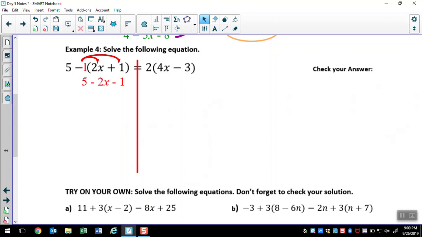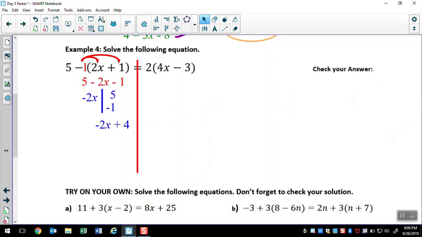All right, to finish simplifying this side, I need to combine my like terms. So I'm going to just regroup. Remember, the signs follow the terms. The sign follows the terms. All right, now when I combine those like terms, I end up with negative 2x plus 4 on that side.